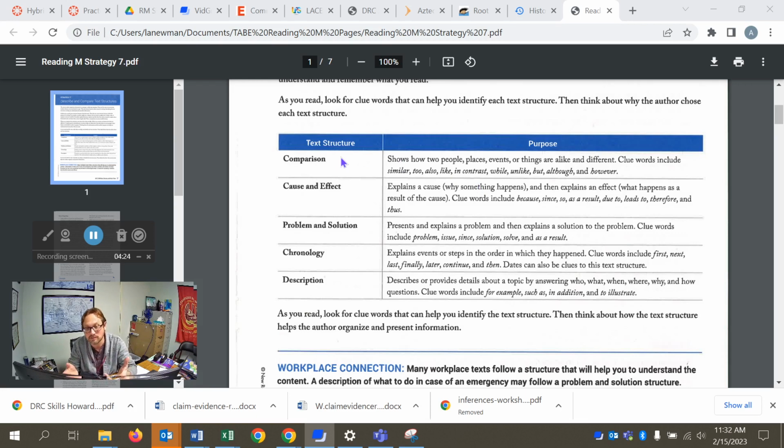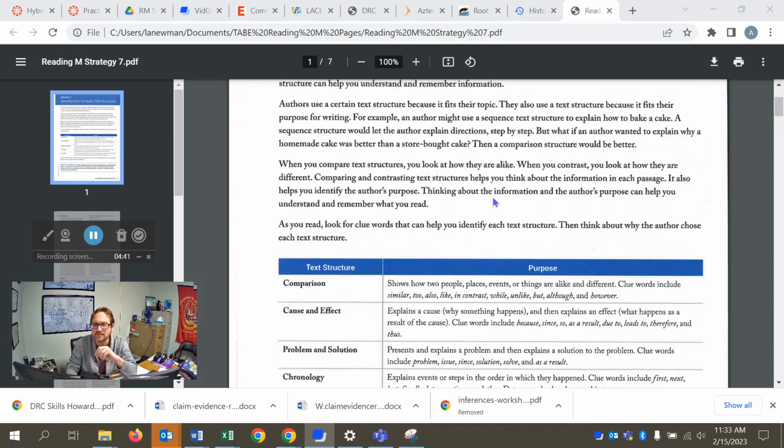It says show how two people are alike, but there could be two or more. Certainly there's no limitation on how many things we can compare. But people, places, events, things, we're showing how they're alike and how they're different. Something to clarify here. Up here in the lesson it says comparing and contrasting are different things, and they are. Comparing is finding the similarities. Contrasting is finding the differences. But in a comparison text, we just go ahead and assume that it has both. It's showing both similarities and differences.